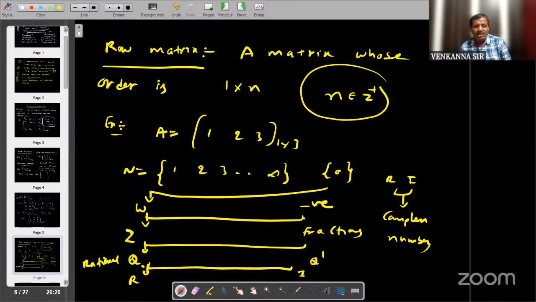Some of you are getting the doubt why we are discussing this school level topic here. But sometimes it is required. Simple concepts also you have to revise. n belongs to positive integer here. Okay, that is about row matrix.